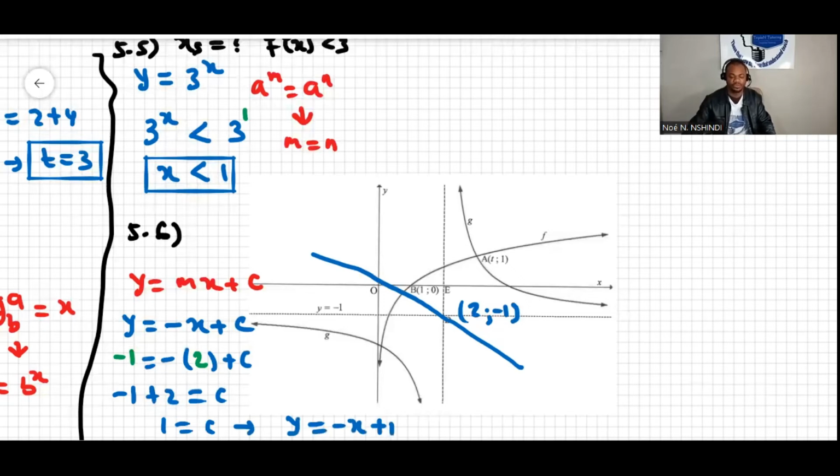This is one way you can solve this question, or an alternative way is to use the formula that I'm going to write over here.